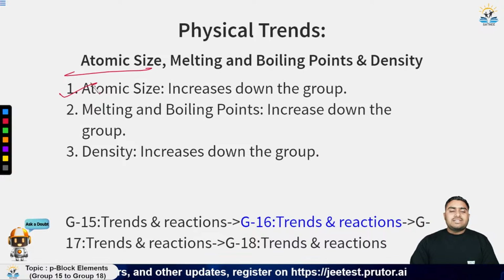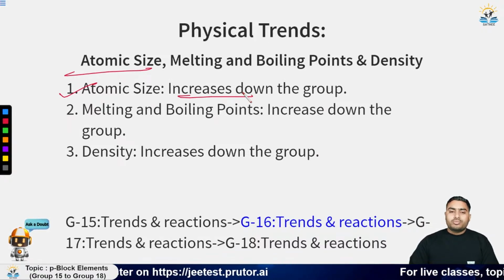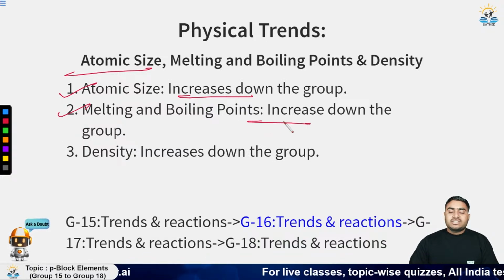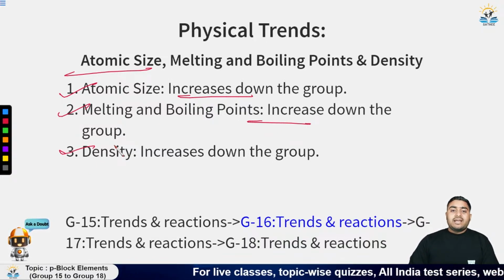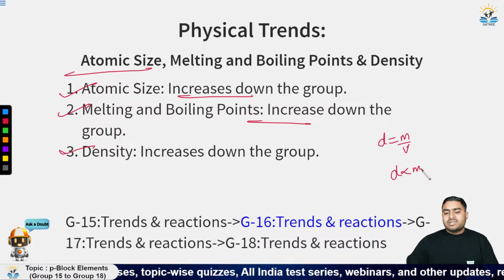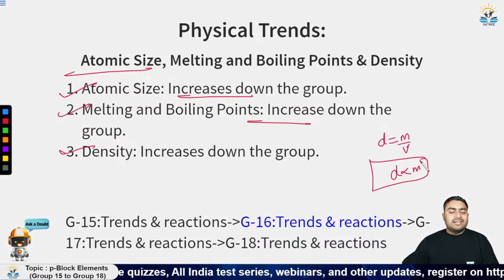Let's move to the atomic size. As I told you already, atomic radius increases, so atomic size increases top to bottom in a particular group. What about melting and boiling point? Melting and boiling point also increase because mass increases, right? Density: the density formula is mass by volume, so density is inversely related to volume and directly related to mass.